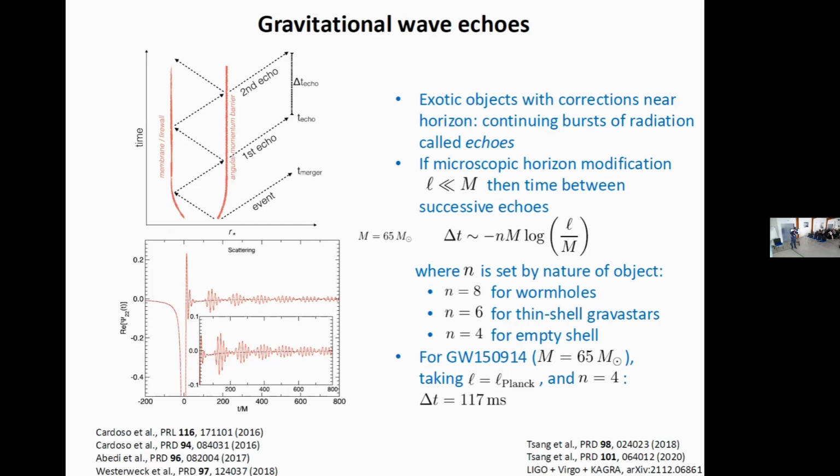We stick that in. Now let's assume that the fact that you have not a black hole but something else is due to a macroscopic quantum effect. Then it is reasonable to set the horizon modification scale, little l, to the Planck scale. If you stick in the Planck scale here, you get a delta t on the order of 100 milliseconds. And that's interesting because 100 milliseconds is much longer than the typical duration of the ring down. So your echoes will not be drowned by the ring down signal. And on the other hand, it's also not a million years. So it's worth looking for these things.